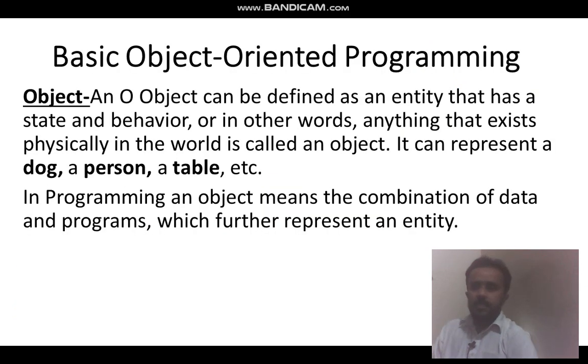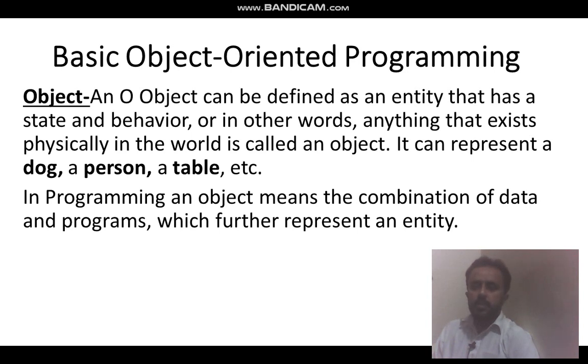Object. So let's first learn what an object is. An object can be defined as an entity that has state and behavior. State means something which has some attributes, like a person. A person has a height. A person has a name. A person has some color or other attributes. And behaviors: a person can walk, a person can eat, a person can see, a person can teach. There are unlimited types of behaviors.